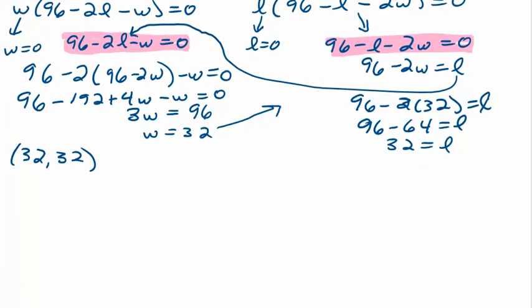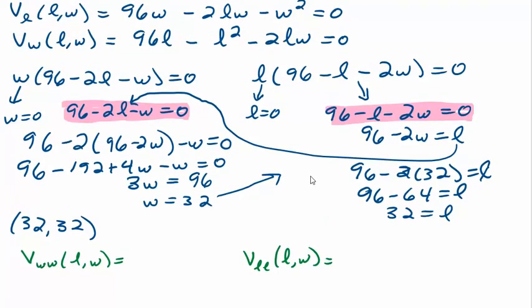Okay, so that means we need to find our second derivatives, right? V_WW and V_LL. Let's do those first and see how much room we have. Can I get these on the same screen? There we go. Okay, so this one with respect to W is just going to be negative 2L. And then this one with respect to L is going to be negative 2L.